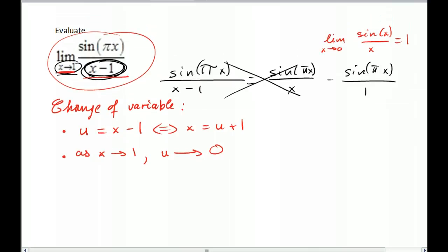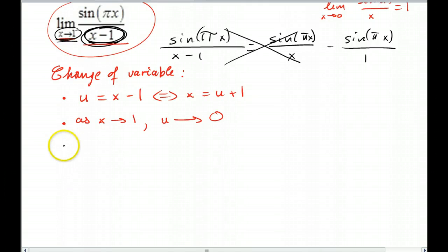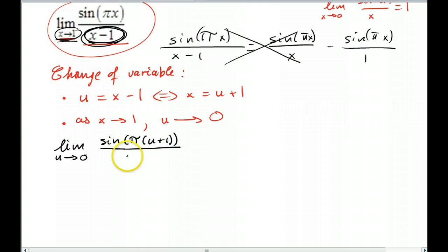And so with that, now, let's rewrite our limit. Our limit now becomes the limit as u approaches 0 of what? Of the sine of, you cannot write x in there, okay? x is gone. You're rewriting the limit with a different variable. So it's pi times x, and x is u plus 1. Pi times u plus 1 over x minus 1. Well, that's exactly why I call x minus 1 u, because now I only have u at the denominator. That is just u. Well, okay, I like that.